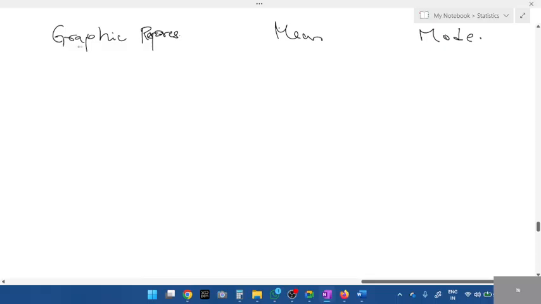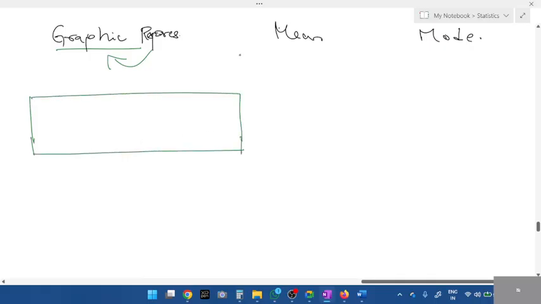Okay, in graphical representation, we have to represent all the values in terms of graph. In that, you'll have different types of tables. This table is repeated for graphical representation, mean, and mode. For mode, it is a bit different, but for graphical representation and mean, students, for these two chapters, you'll have this type of table.